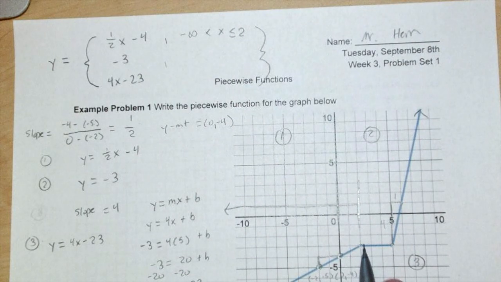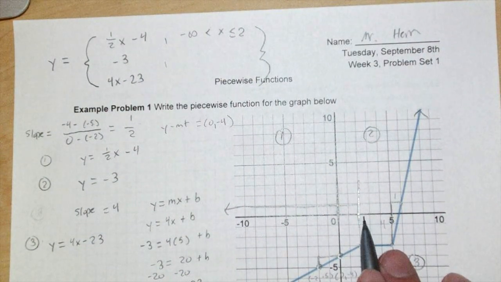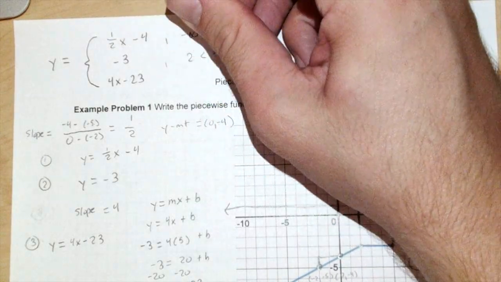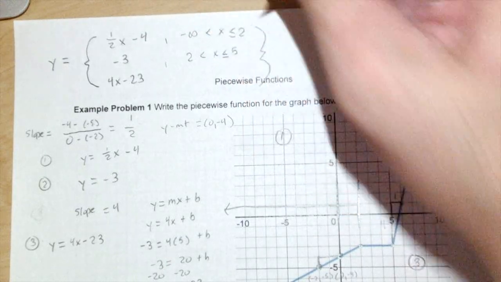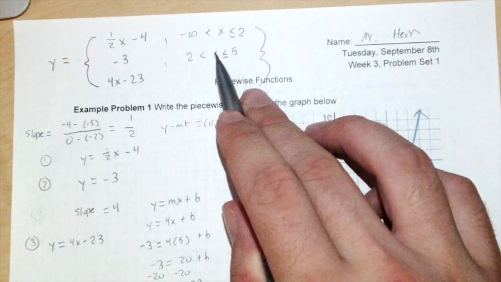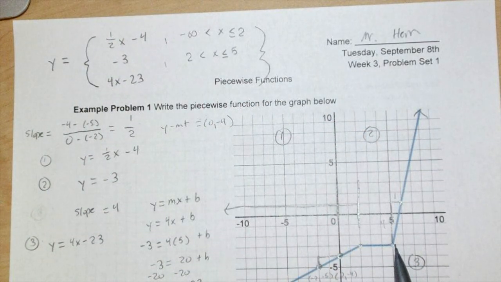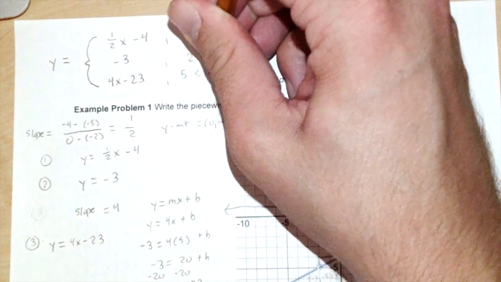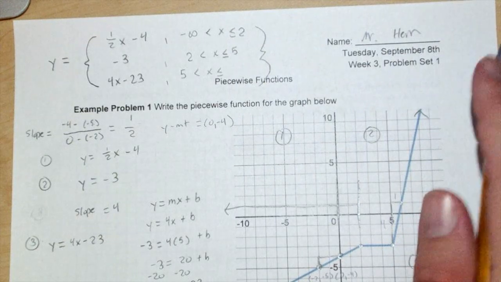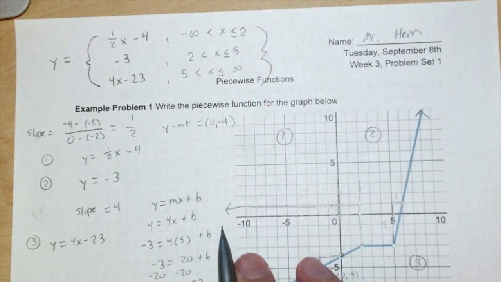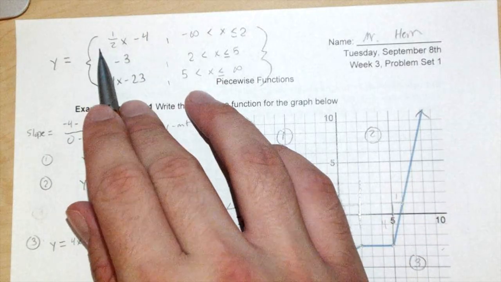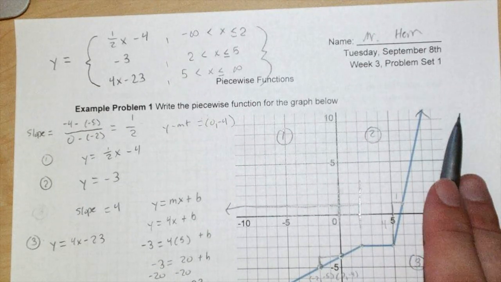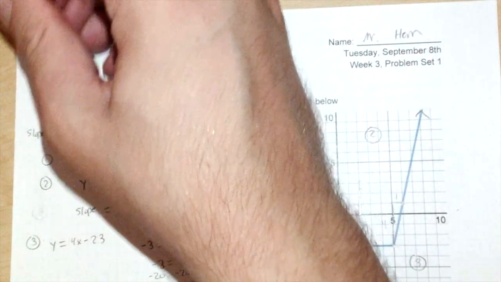So when is it negative 3? It's negative 3 from this point to this point, right? So from 2 to 5. So we can just write from 2 to 5. And then finally, the last section starts at 5. Okay, so these are going to be continuous always, right? Or at least for now. And then it goes on forever. Think that this graph goes forever in both directions. It starts with 1/2 x minus 4, then it becomes negative 3, and then it becomes 4x minus 23.